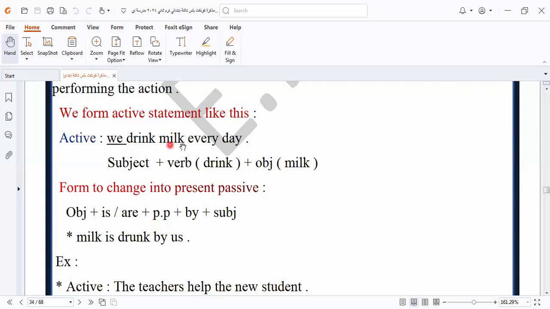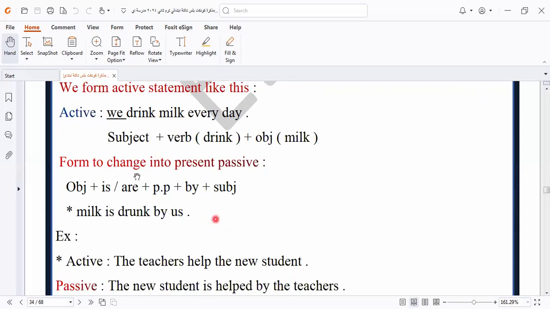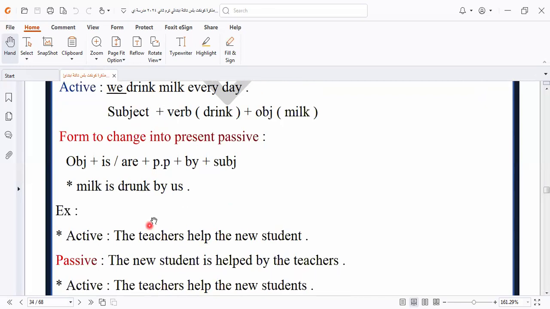We drink milk every day. So there is subject, verb, and object. So the answer will be: milk is drunk by us. I would like to say something here about passive voice. Passive voice is related to, and requires, keeping the irregular verbs. Grade 3, you must keep the irregular verbs by heart. Why? Because it's important in our English.